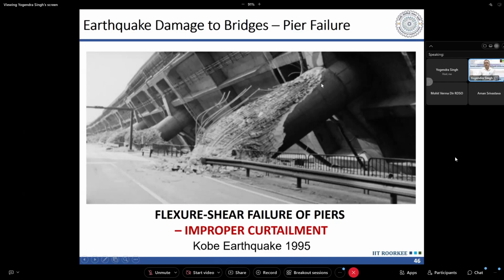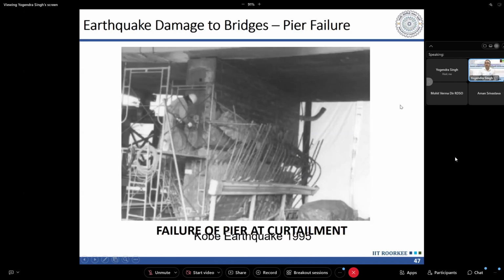A pier is like a cantilever, so the bending moment will go on reducing and become zero at the top. To take advantage of that, in Japan they curtailed the longitudinal bars in the pier around the mid height, and the failure occurred only due to this. Everything else was followed, even ductile detailing was followed, but due to this curtailment, it failed. And how, that I will explain.